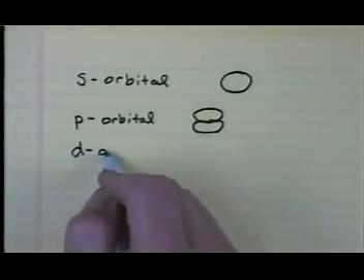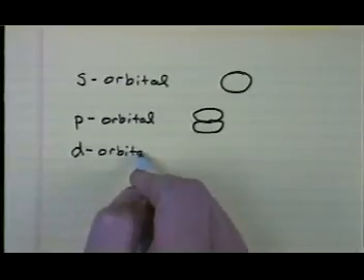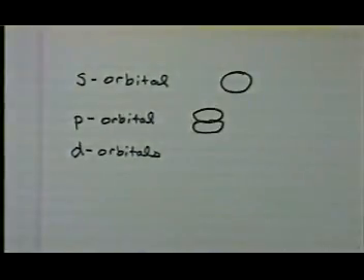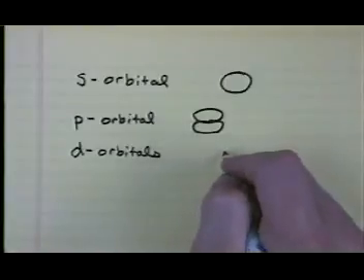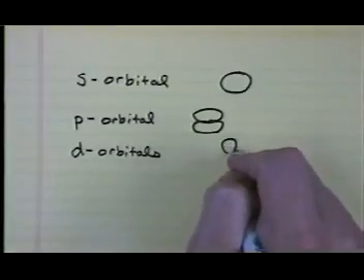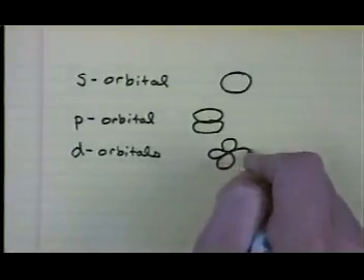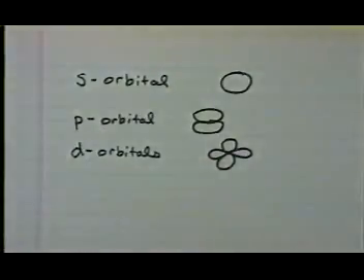D orbitals actually look sort of like four balloons tied together, in sort of a cloverleaf arrangement.